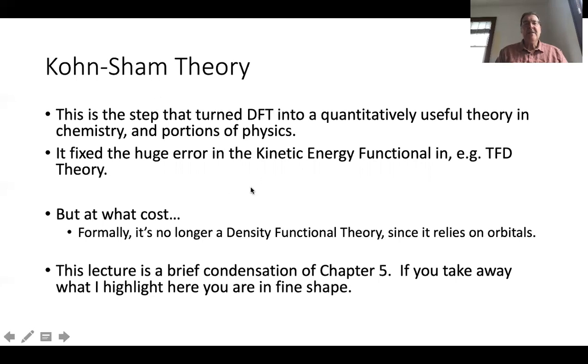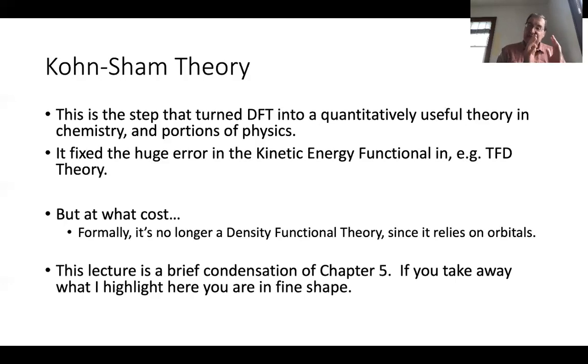So what does Kohn-Sham theory do? It fixes the huge error in the kinetic energy functional, for example, with Thomas-Fermi theory, the rho to the 5/3 part. But it comes at a cost. It's no longer formally a density functional theory. It's going to rely on orbitals. We're going to need orbitals to calculate the density, the kinetic energy, and it's going to turn out we're going to use them eventually for parts of the exchange interaction.